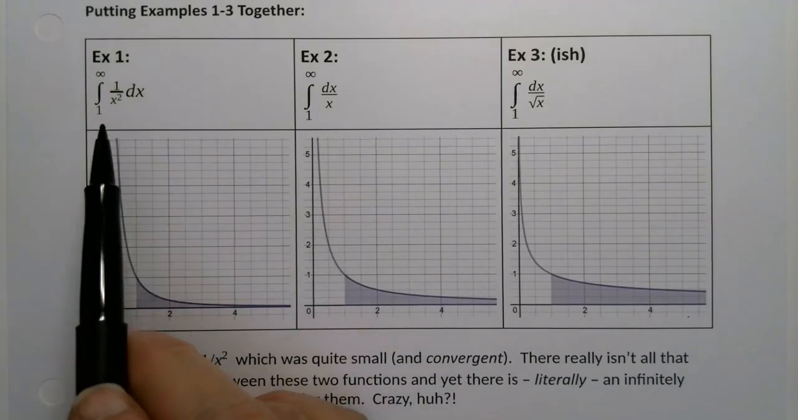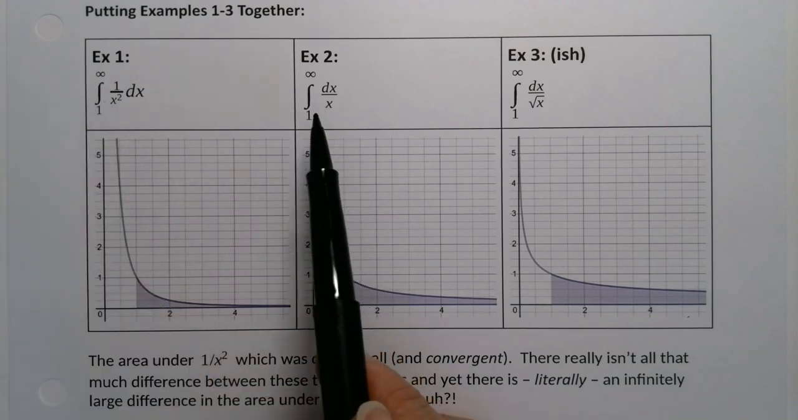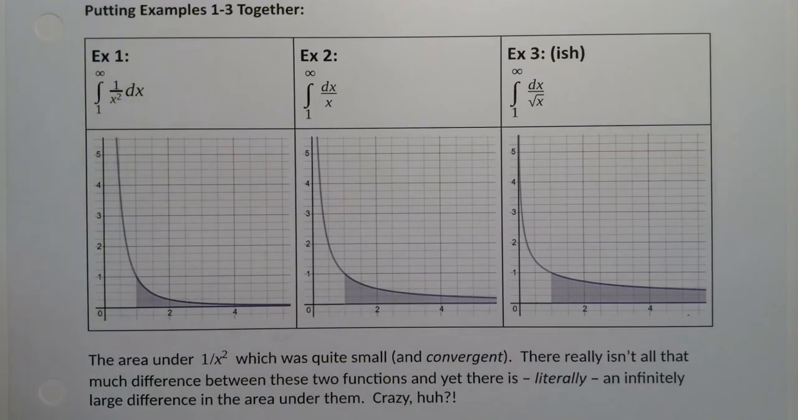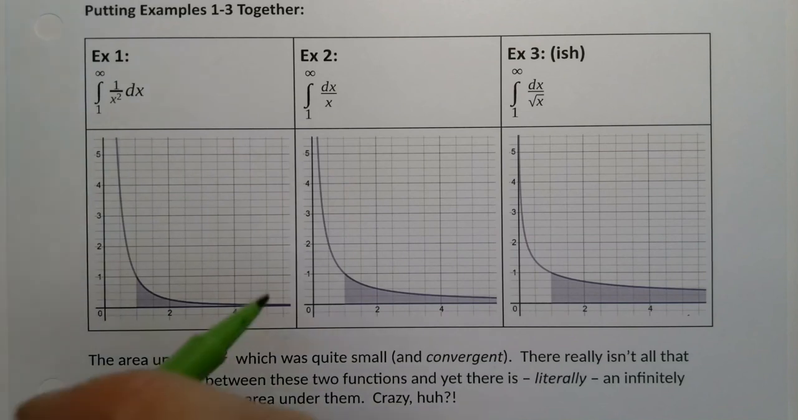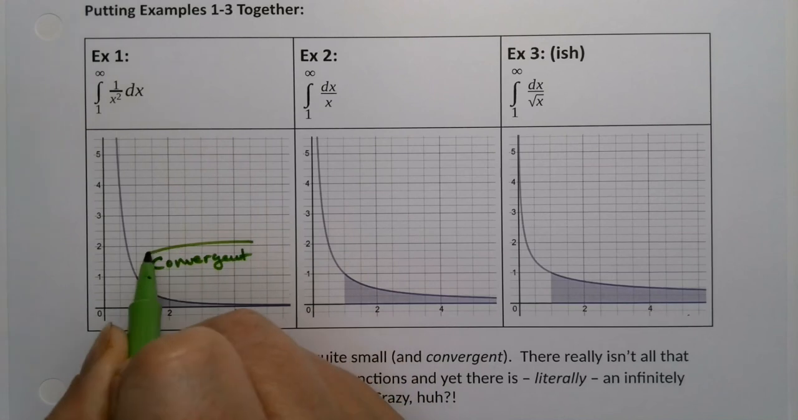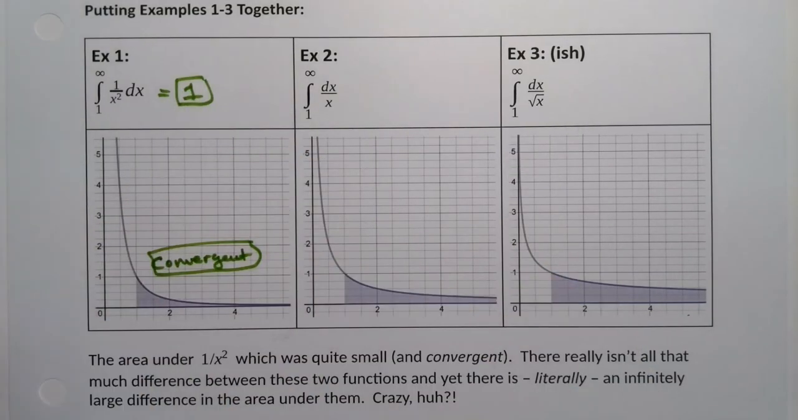Now this one was example 1, it was 1 over x squared. This one was example 2, which was 1 over x. Remember this one, even though that's that area, this one was divergent and this one was convergent. This was convergent to 1. This one was divergent in the middle.